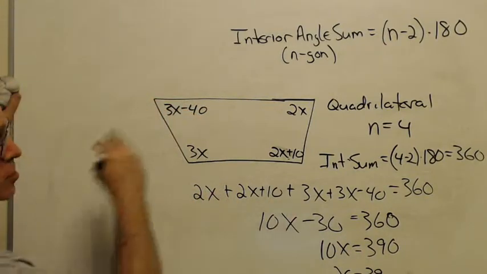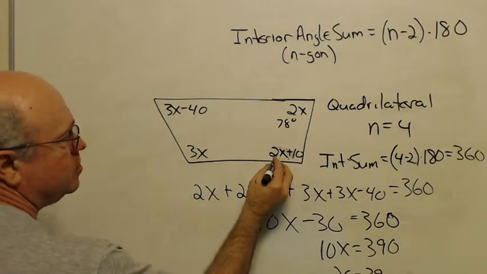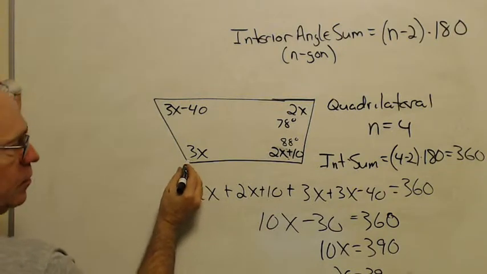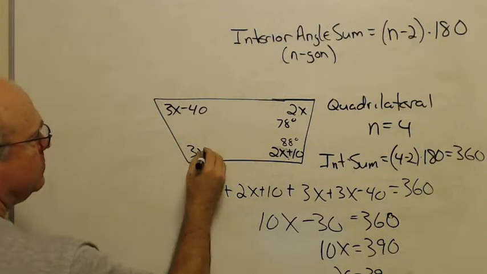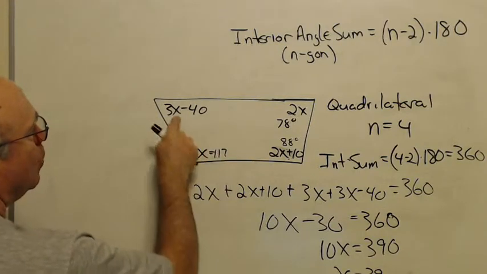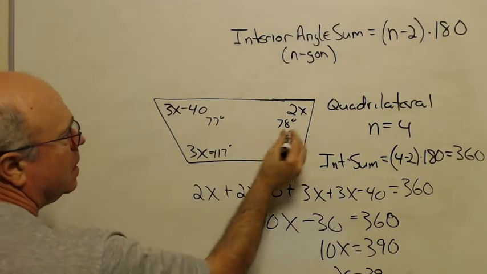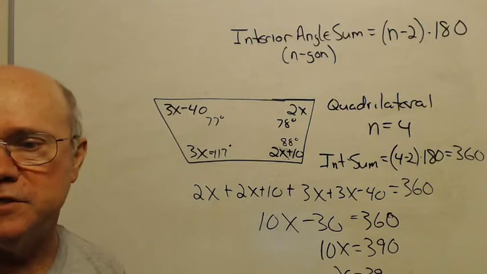So you could find the measures of your angles. 2 times 39 makes that guy 78. This would be 78 plus 10 would be 88. This guy would be 3 times 39. That's 90, and 27 is 117. 117 minus 40 would be 77 degrees, and you've got all the angles there. Well, you ought to be prepared to do anything that's in section 8.1 now.